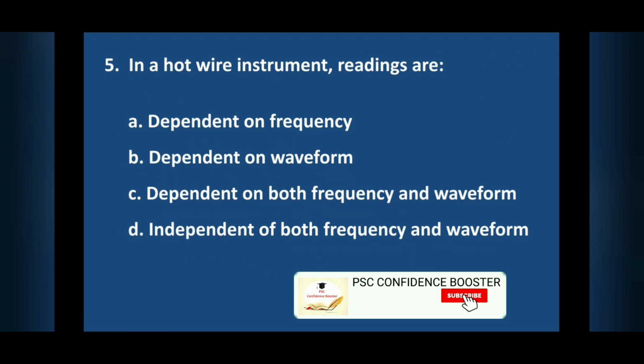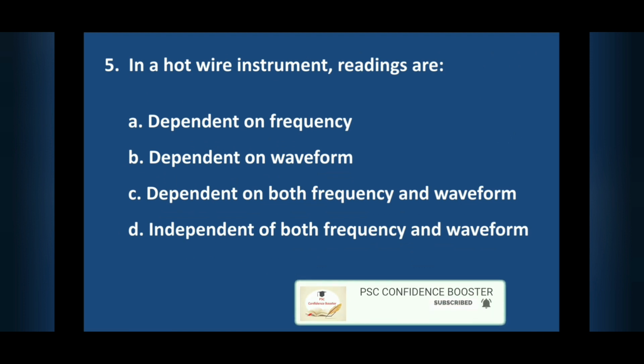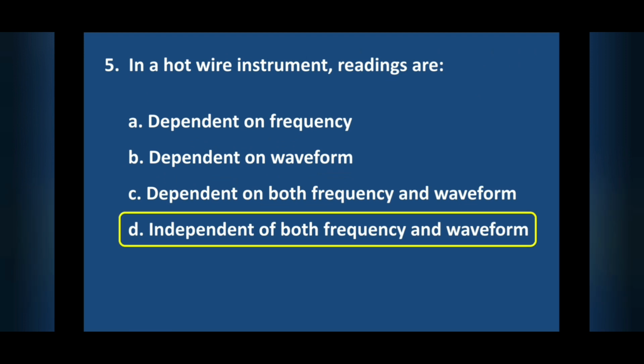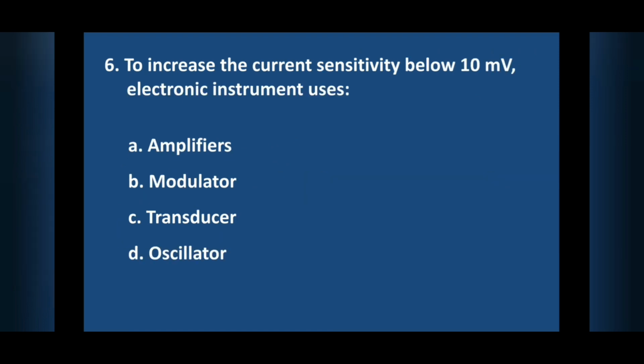Question number 5. In a hot wire instrument, readings are. Answer is option B, independent of both frequency and waveform. Question number 6. To increase the current sensitivity below 10 millivolt, electronic instrument uses. Answer is option A, amplifiers.